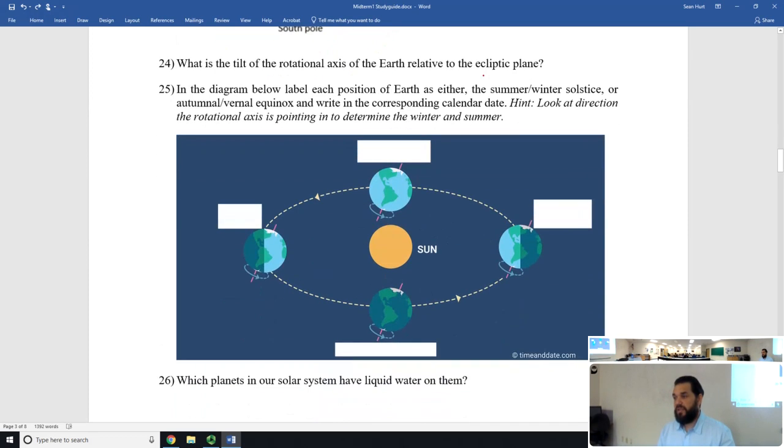All right, tilt of the rotational axis relative to the ecliptic plane. That's 23.5.